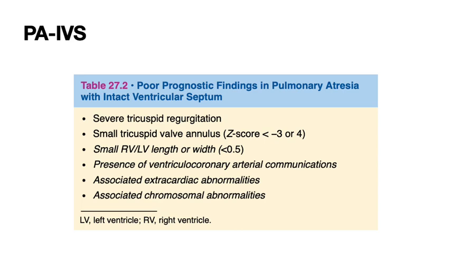All right, here are some poor prognostic findings for pulmonary atresia with intact ventricular septum that you can look at your leisure. But basically, among the worst things are small ventricles that don't contract very much.